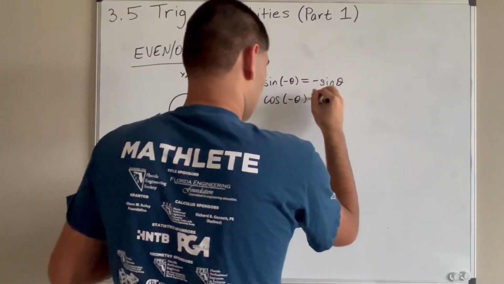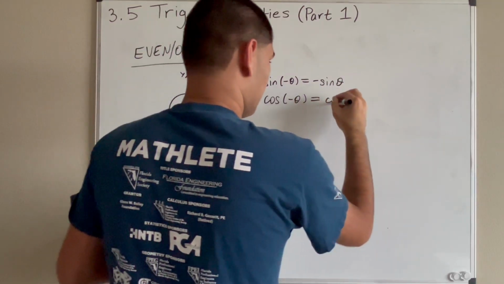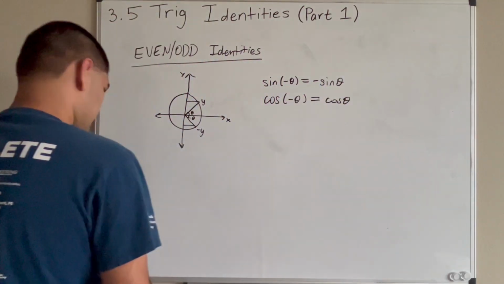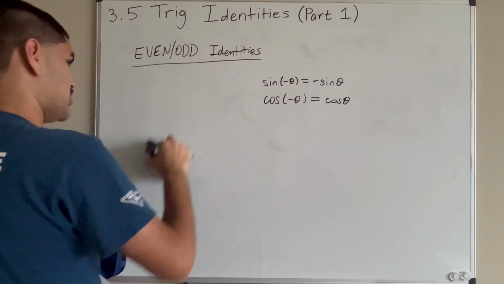And then our next one is that cosine of negative theta is equal to cosine theta. So let's build this one as well. I'm just going to redraw my unit circle.